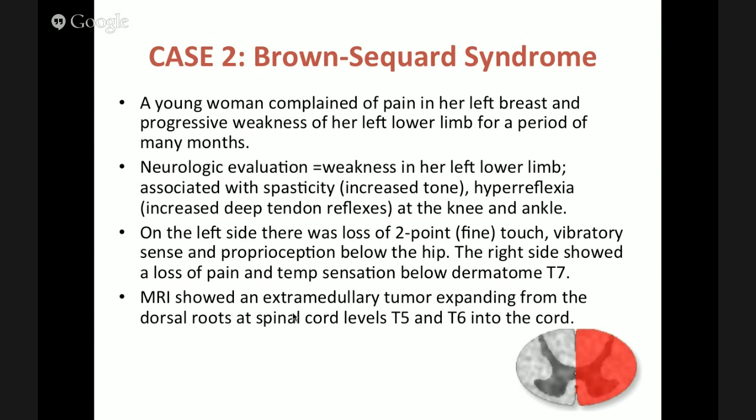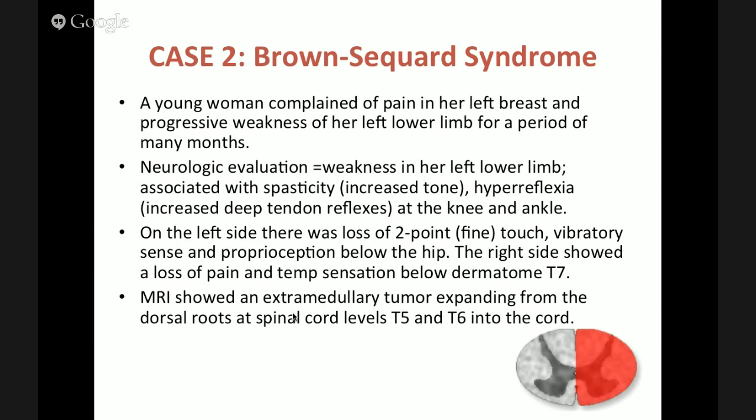Okay, Brown-Séquard syndrome. This is basically a hemisection of the spinal cord, which can sometimes be regarded as a purely academic exercise, but there are instances where essentially a hemisection of the cord occurs. This is the case of a young woman complaining of pain in the left breast area and progressive weakness of the left lower limb that had been going on for several months. Weakness in the left lower limb associated with spasticity, increased tone, and hyperreflexia at the knee and ankle.